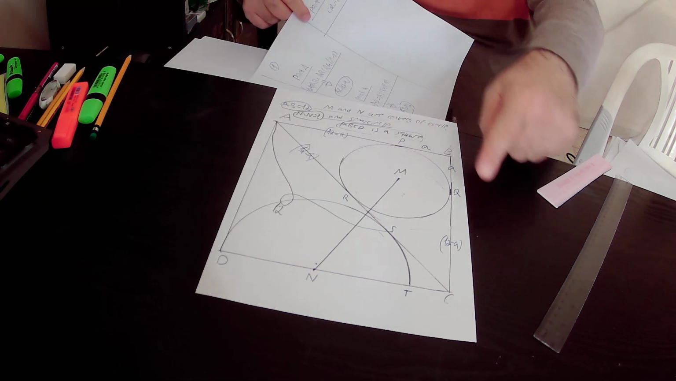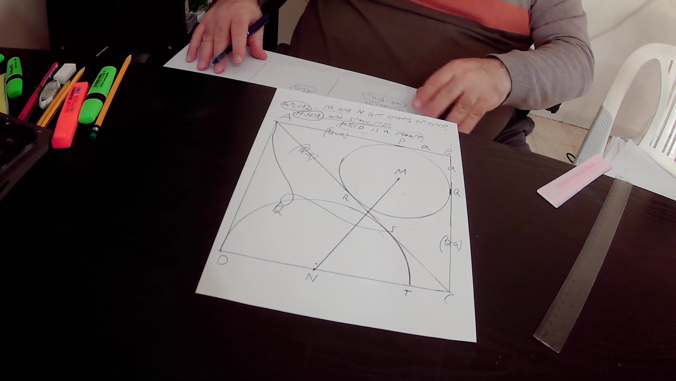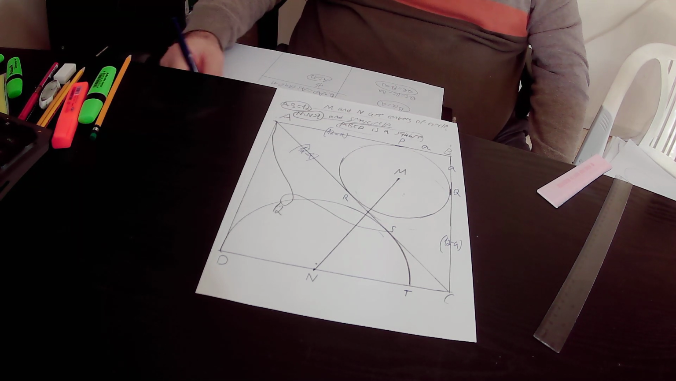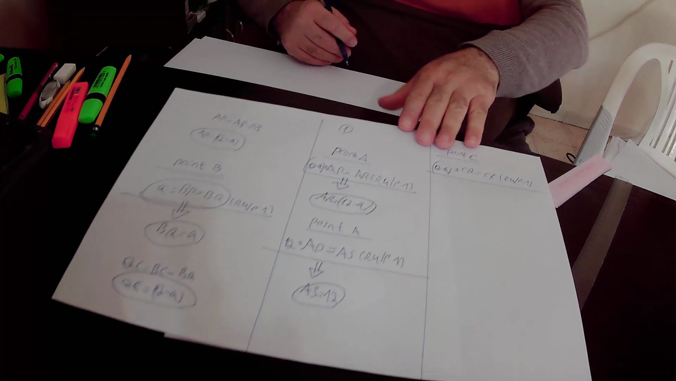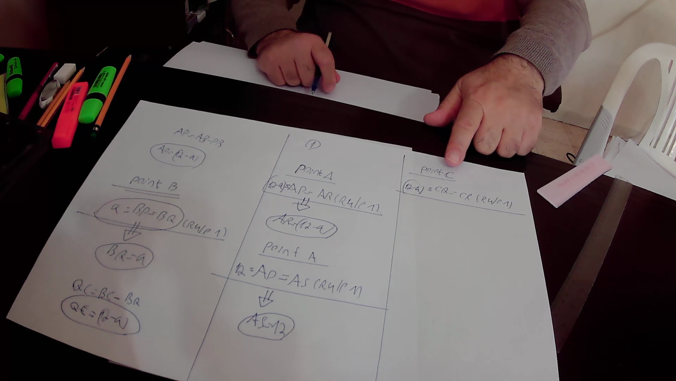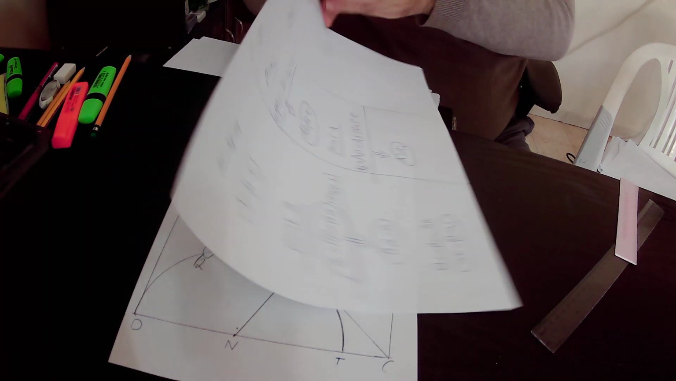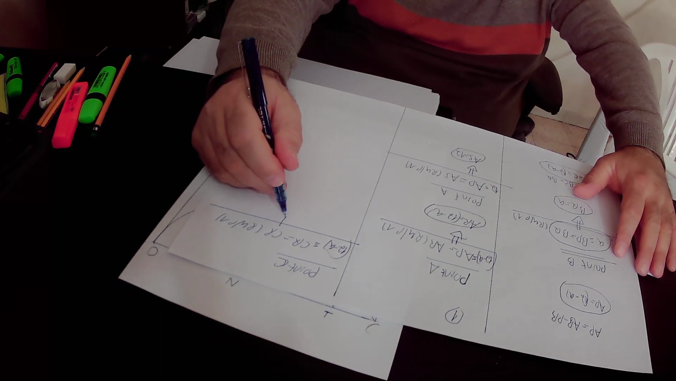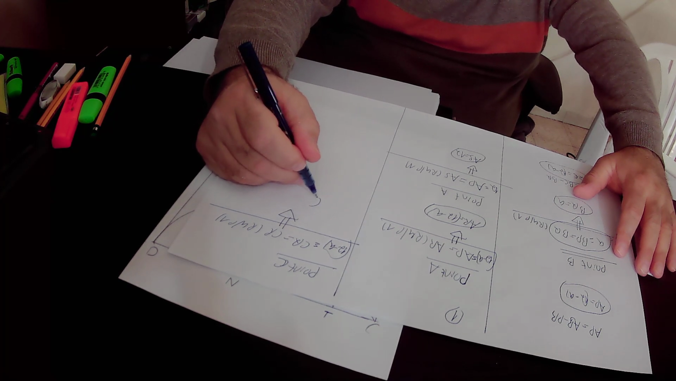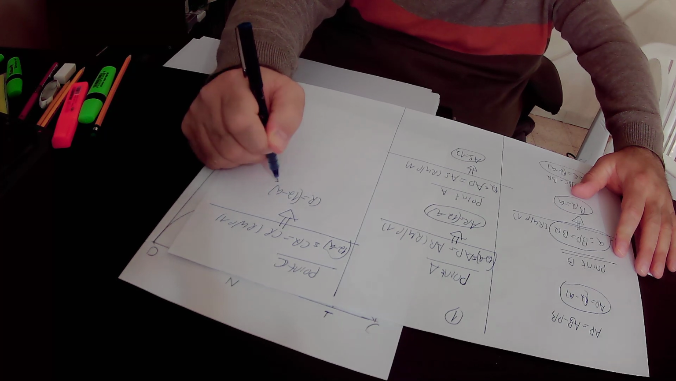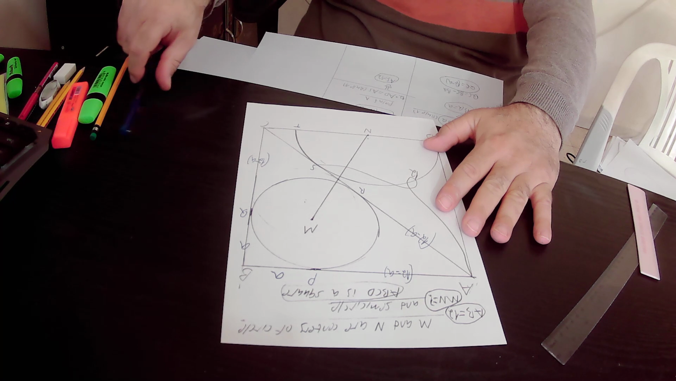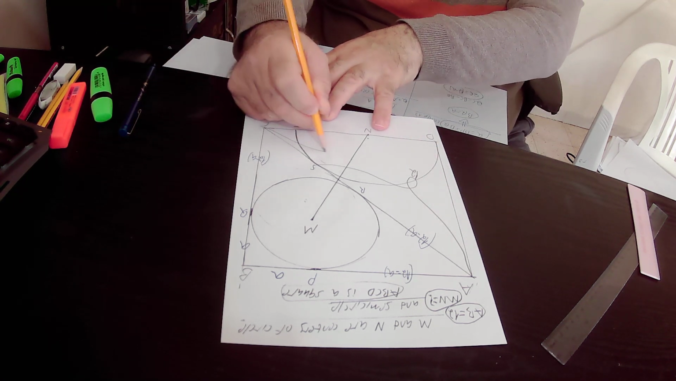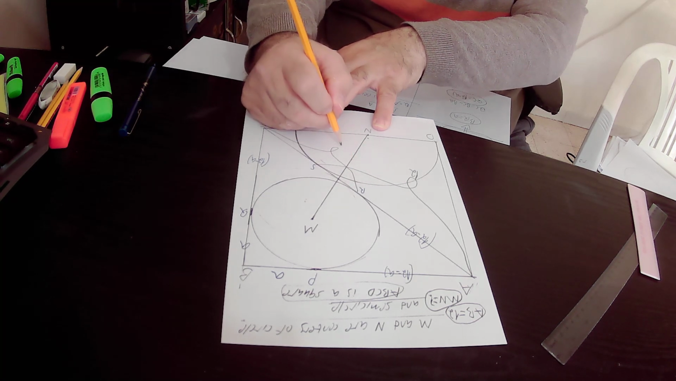But we have already found out that CQ equals 12 minus A. So from this equation, 12 minus A equals CQ equals CR, we will conclude that CR is also equal to 12 minus A. So we can write here that CR is equal to 12 minus A.